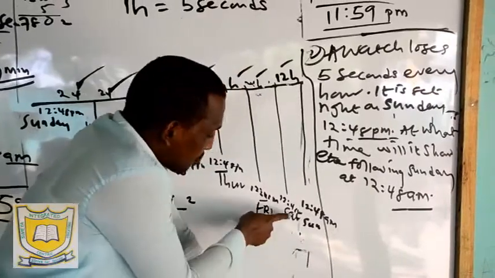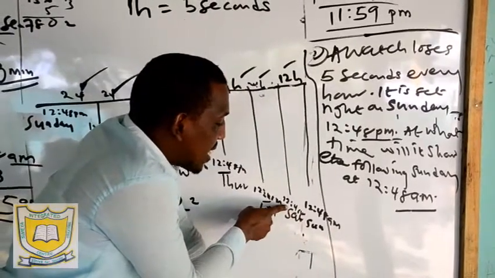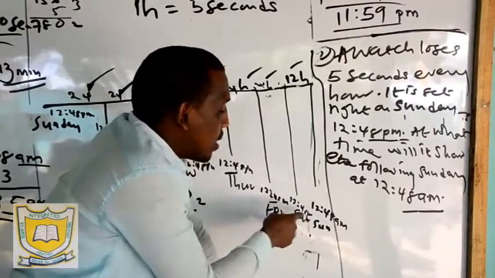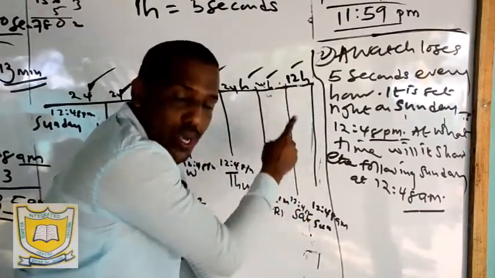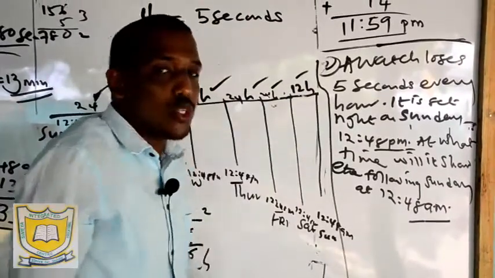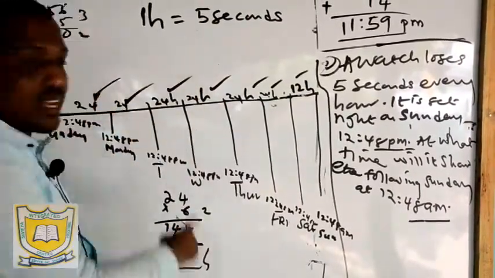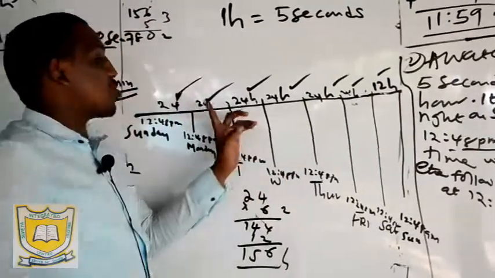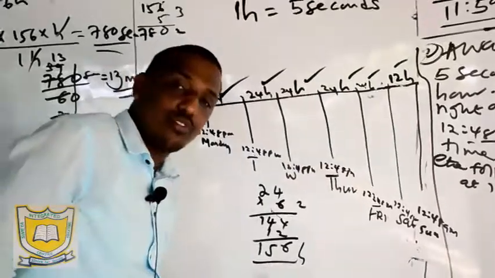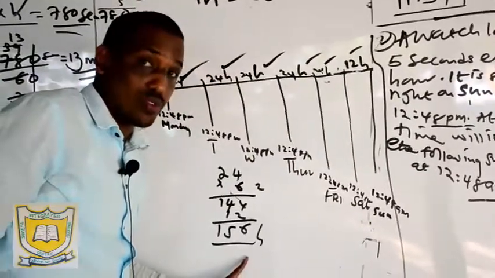So now Saturday, this is where the problem is. Saturday 12:48 p.m. to Sunday, they say 12:48 a.m. PM to AM we have 12 hours. AM to PM we have 12 hours. So this is 12 hours. What you do now, I have added all the number of hours we have here: 24 plus 24 plus 24 plus 24 plus 24 plus 12. You will get 156 hours. These are the total hours for the 7 days.